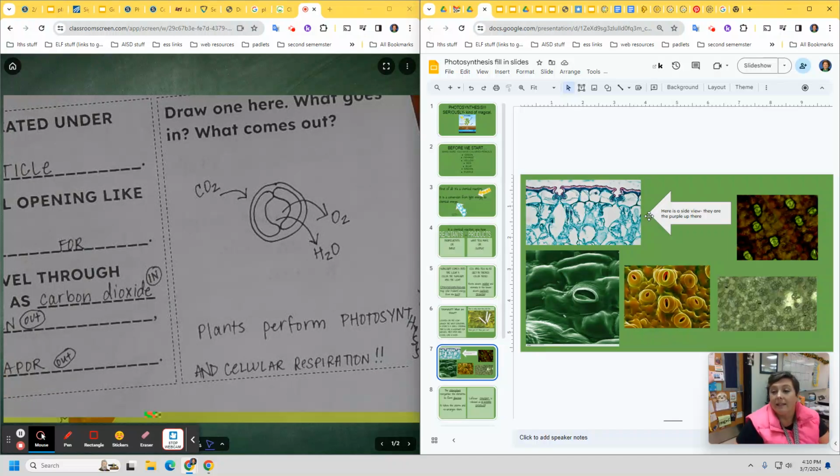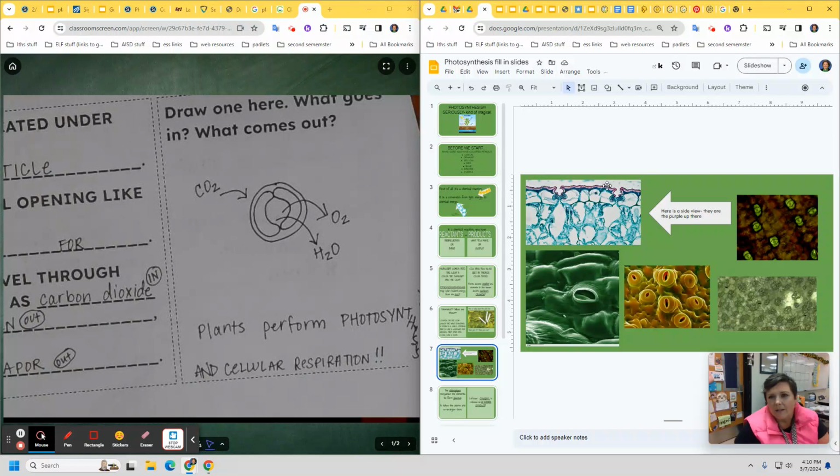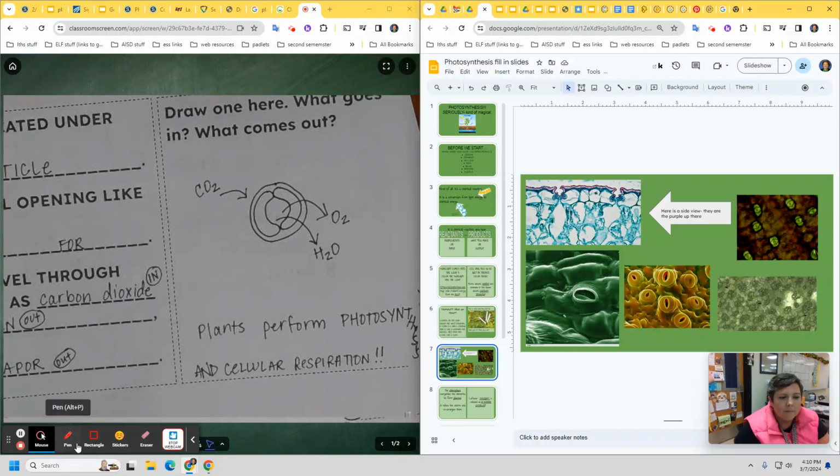Okay. These are some more pictures of stomata. You can tell that I'm fascinated by them. So this purple up here is probably like the waxy cuticle. These big ones right here are the epidermis. And then you can see right here.